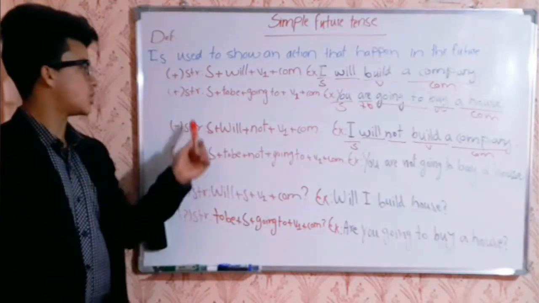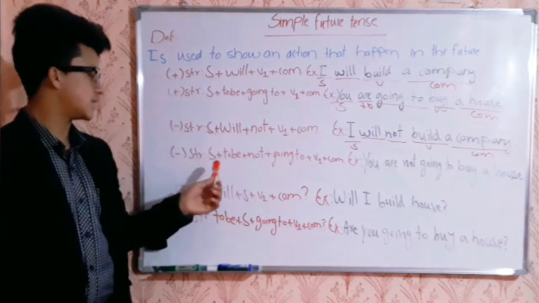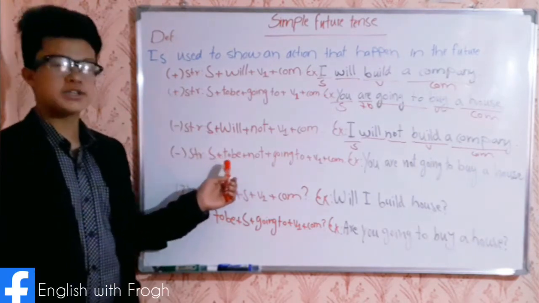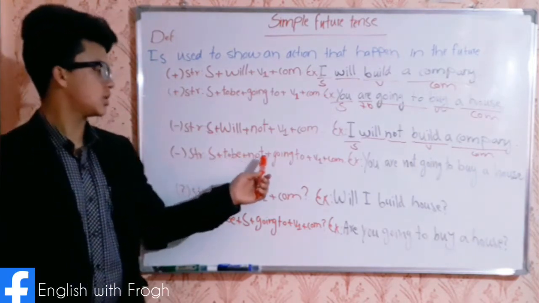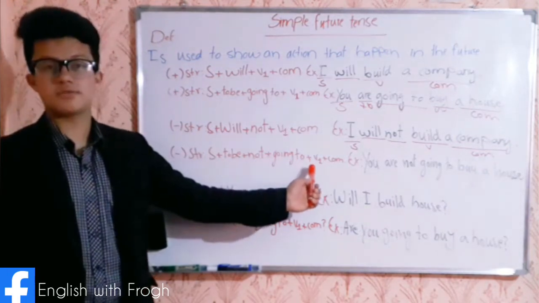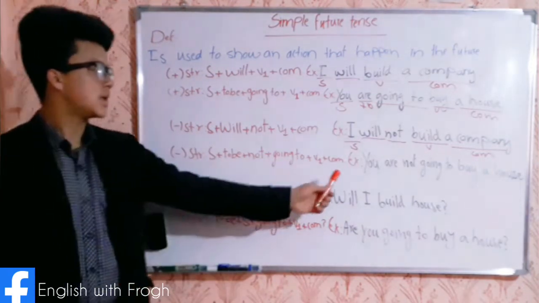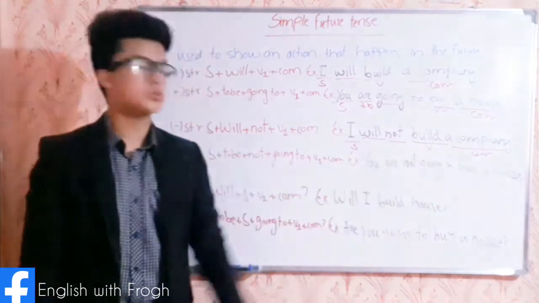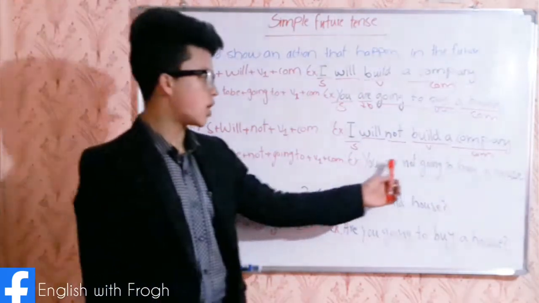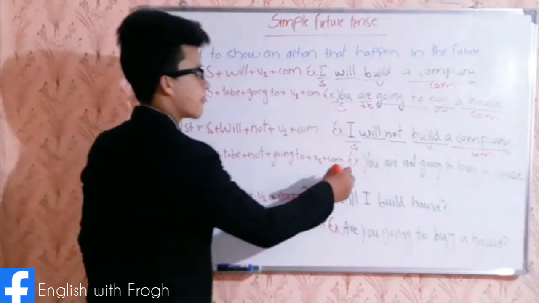The negative structure of the second structure is subject plus to be plus not plus going to plus first form of the verb plus complement. Example: you are not going to buy a house.